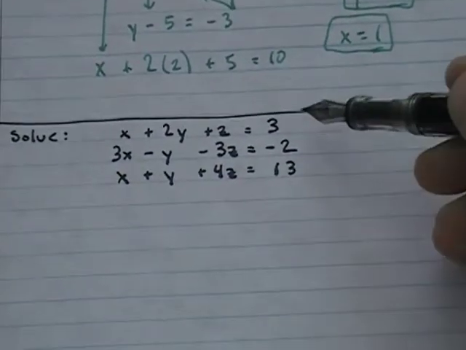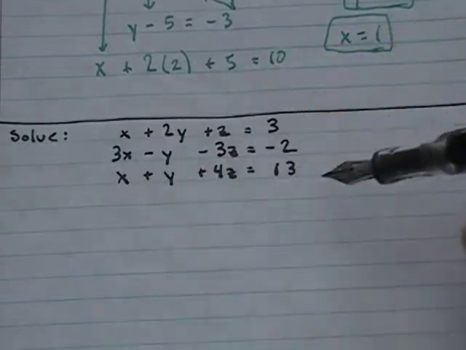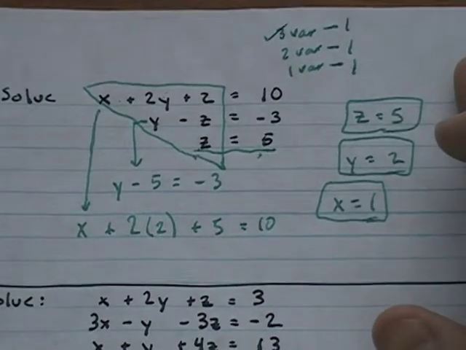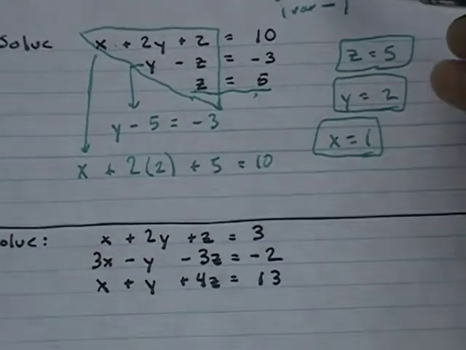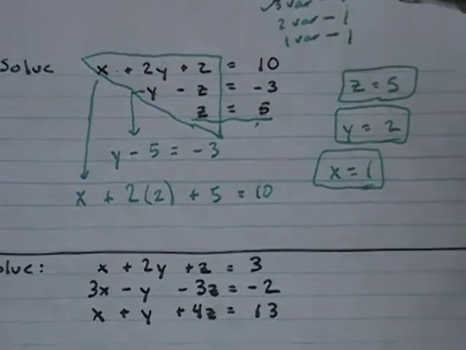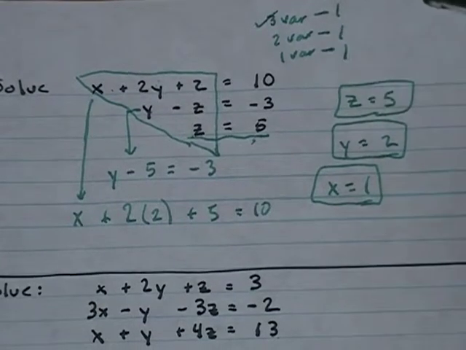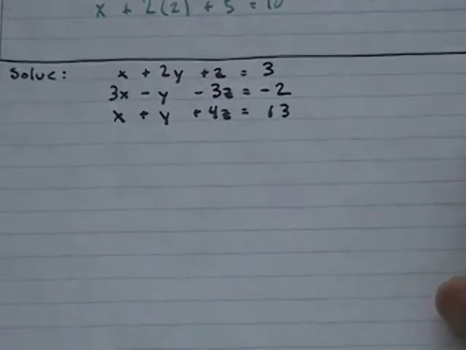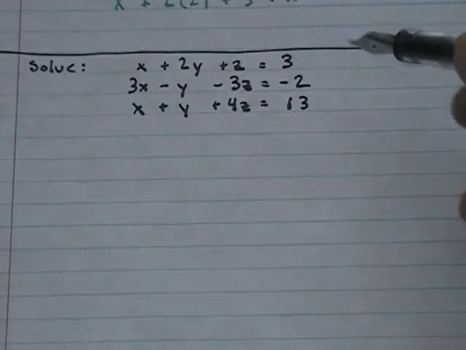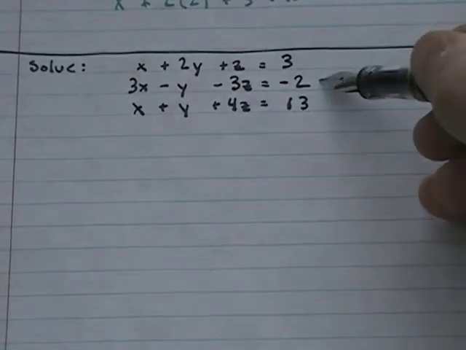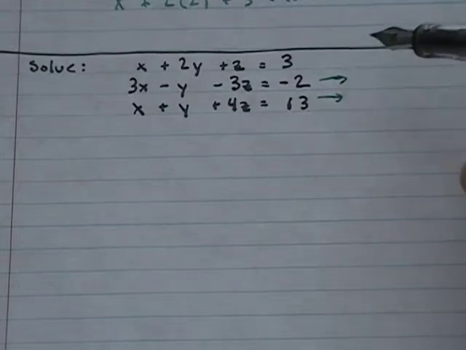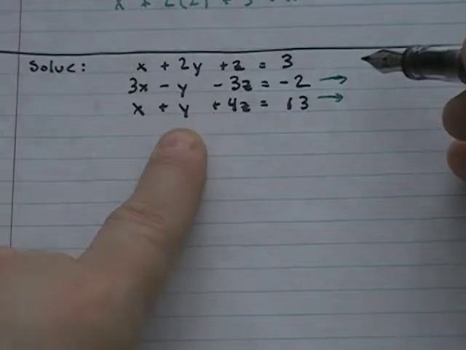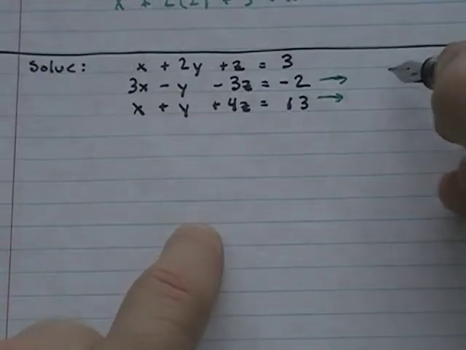I look and say, well, I've got 3 equations that have 3 variables. So I put a check mark: 3 variables, I got that. I need to create the 2 variable and the 1 variable, and I do that using the elimination method. Let's take these 2 equations right here. I'm going to pick these 2 because I can get rid of y.